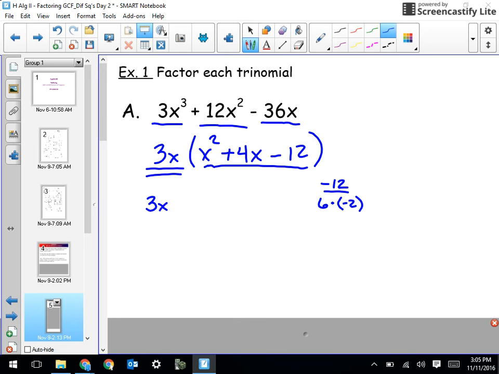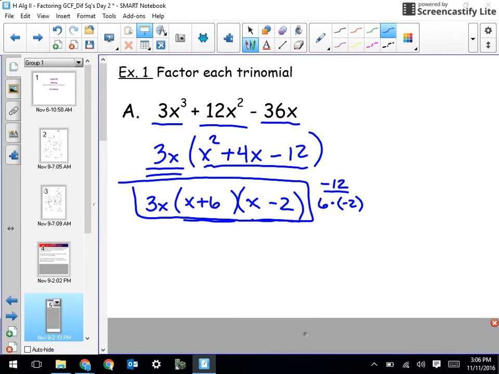So this is a 3x. Again, that is still part of our answer. And now we create our two terms: x plus 6, x minus 2. Again, these two terms are interchangeable. Their order doesn't really matter in this case because the commutative property exists here. So there is our answer. Again, you could FOIL this back out to check to see if you got the right answer, but just for time's sake, I'm going to keep going here.